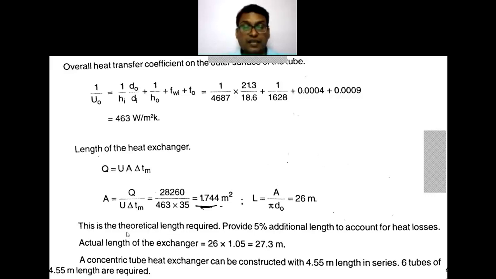So the theoretical length required has 5% excess in addition to account for the heat losses, so the length becomes 27.3 meter. The concentric tube heat exchanger can be constructed with 4.55 meter length in series, and 6 tubes of 4.55 meter length are required.